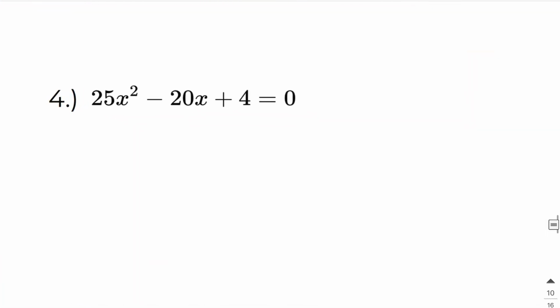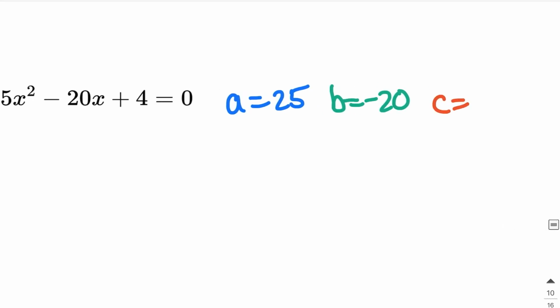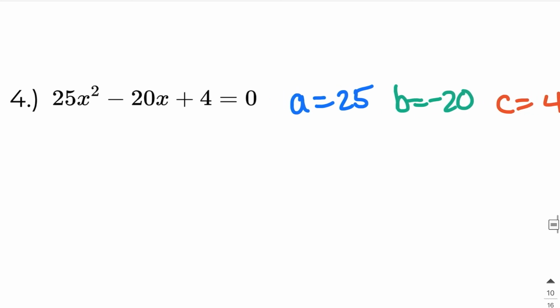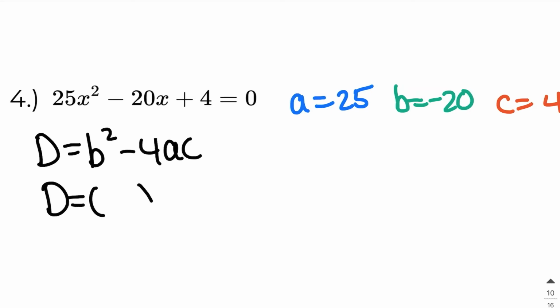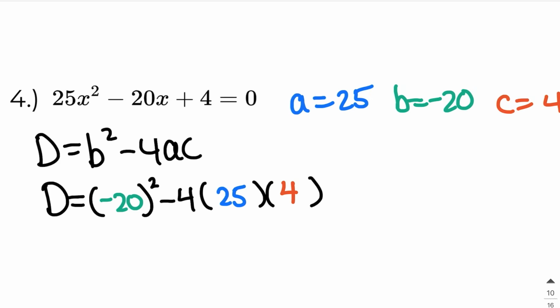All right, number 4, same exact thing. A equals 25, B equals negative 20, and C equals 4. So when I do the discriminant, I'm going to say D equals B squared minus 4AC. I get D equals B squared minus 4 times A times C. Go ahead and fill in all of that information. So B is negative 20. I'm going to square that, and then I get 25 times 4. And negative 20 squared is positive 400. Negative 4 times 25 is negative 100, times 4 gives me negative 400.